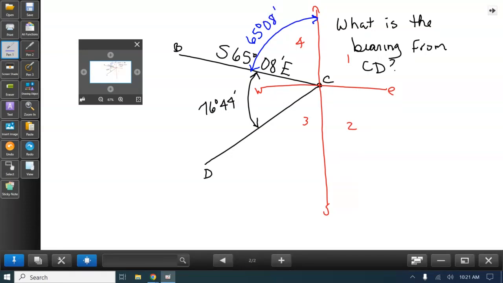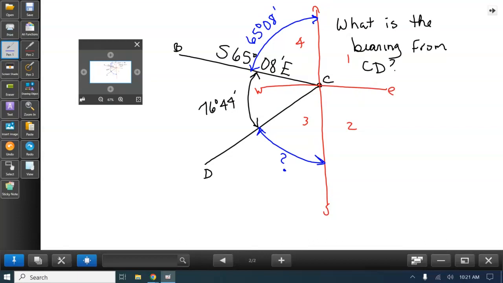And what quadrant is C to D in? C to D is in 3. So that's the one that we're looking for. So we've got the angle from north, because if it's 1 or 4, the bearing is the angle it makes from the north. We have the angle between the two lines, and we're looking for the angle that C to D makes with the south, because it's in quadrant 3.